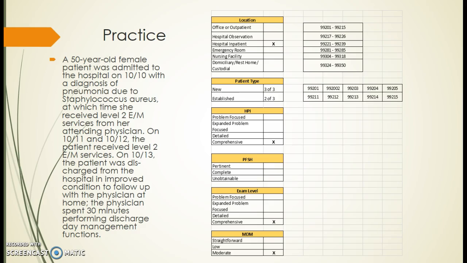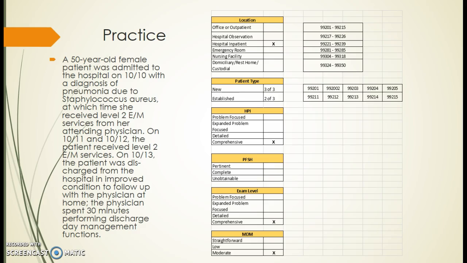So let's look at 99221 on page, let me find it, starts on page 11. And I'm looking, I see 99222, which shows comprehensive history, comprehensive exam, and moderate decision making. This is her initial day, so she has to meet all 3 key components. So it looks to me like 99222 is going to be her day 1 code.